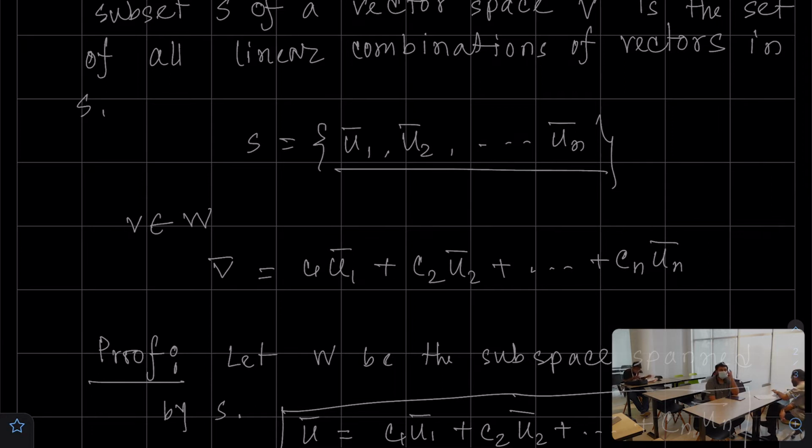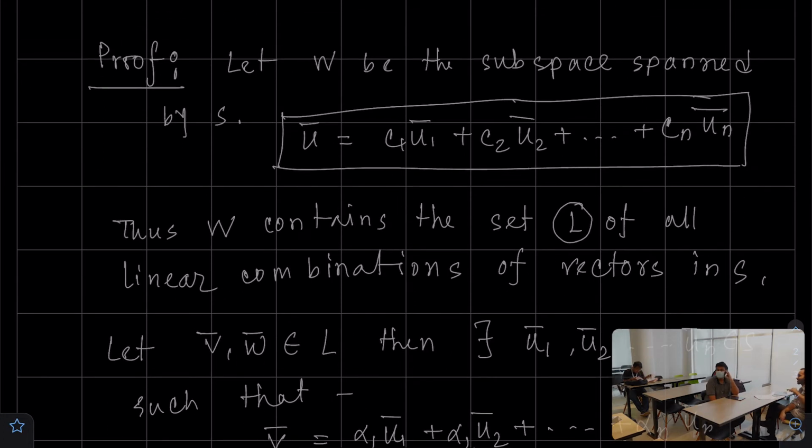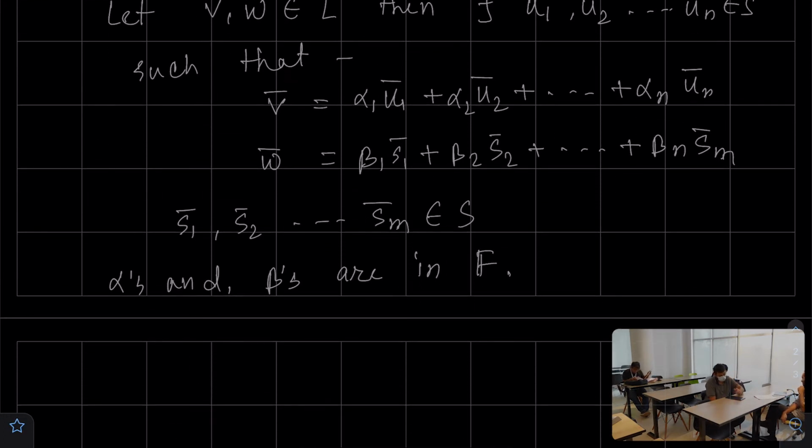Yes, sir. And that you can also do if S is infinite. That was the point. You can always write V bar as this and W bar as this, even when S is infinite. Right.